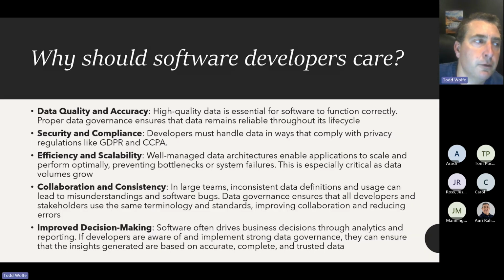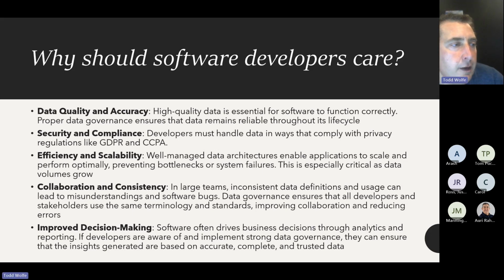So as software developers, why do we actually care? From a data quality and accuracy perspective, high quality data is essential for software to function correctly, and proper data governance ensures that data remains reliable throughout its life cycle. When developers use inaccurate or inconsistent data, it leads to application errors, poor user experiences, and faulty business decisions, or excessive code that they have to write to handle it.